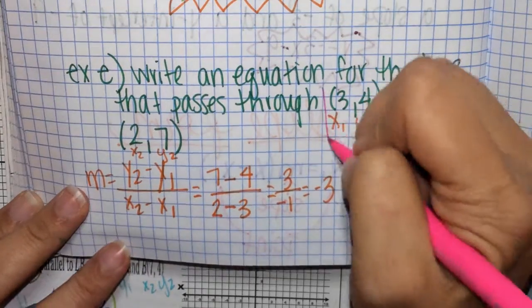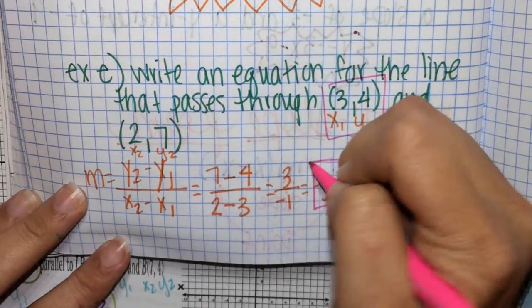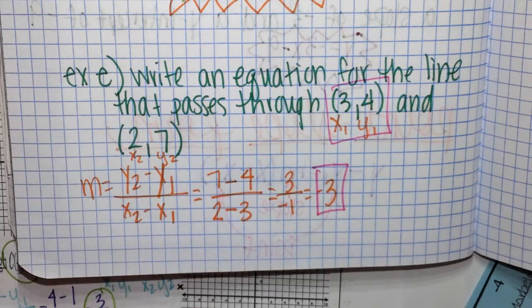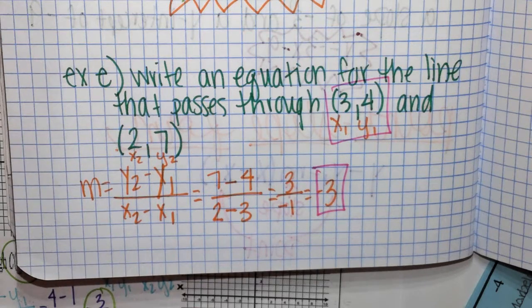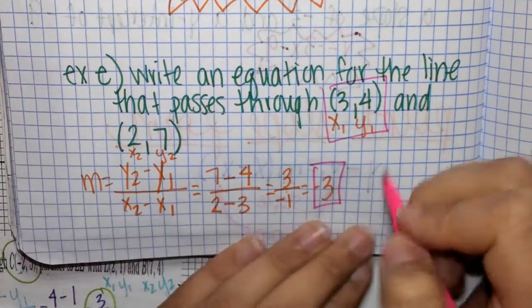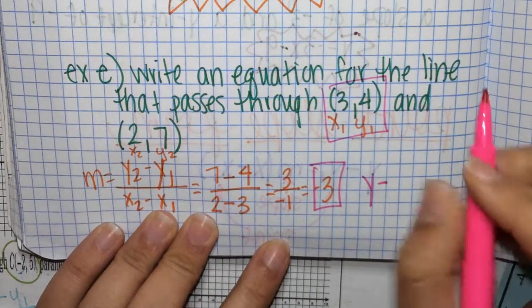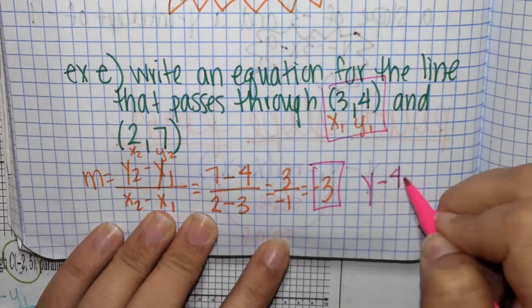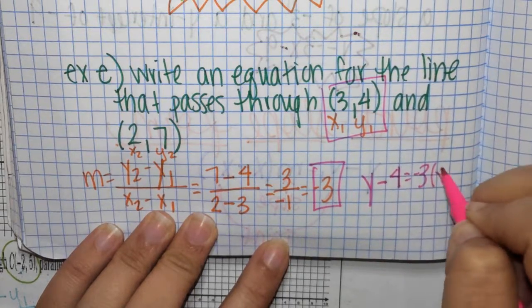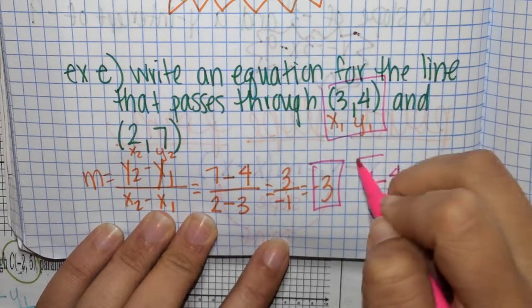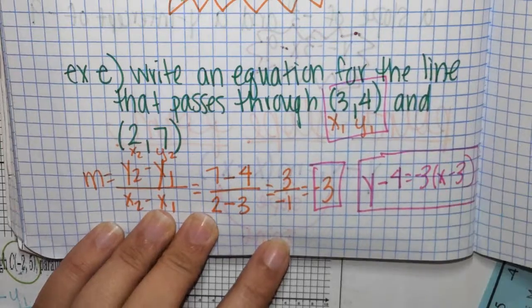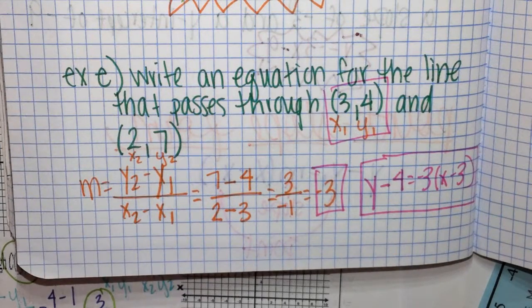Now, we have a point. We have a slope. What form can we plug it into? Point slope form. So it would be y minus what? y minus 4 equals negative 3 times x minus 1. Good. Take a point. Doesn't matter which one you pick, though. It does not matter which one you pick because they give you the same line.